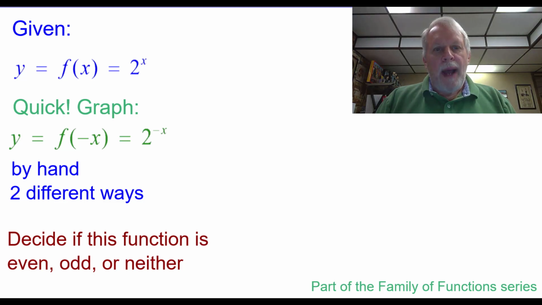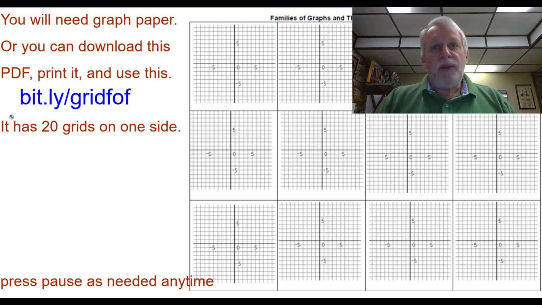Quick, graph y equals 2 to the opposite of x by hand 2 different ways, and decide if the 2 to the x function is even, odd, or neither. This is part of the family of functions series. You will need graph paper or download this PDF and print it. Press pause as needed anytime during this video.